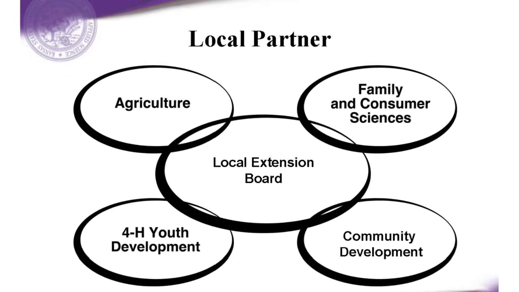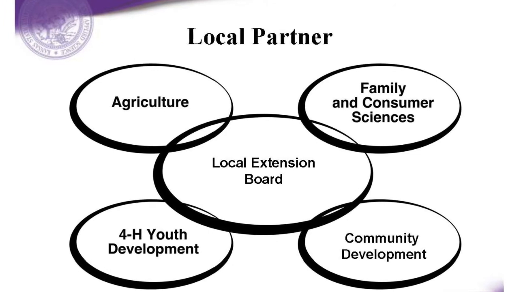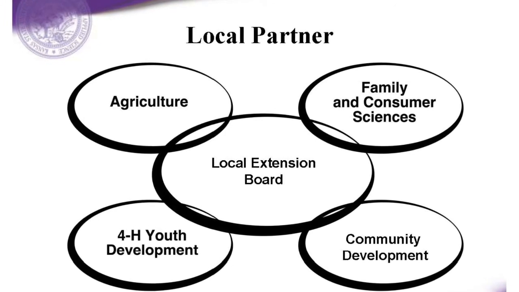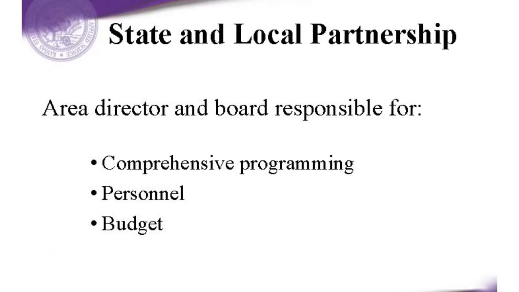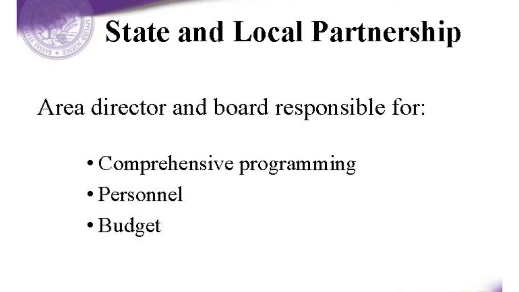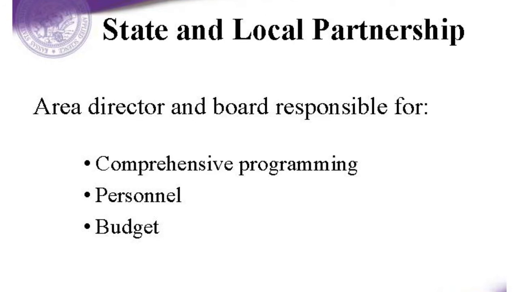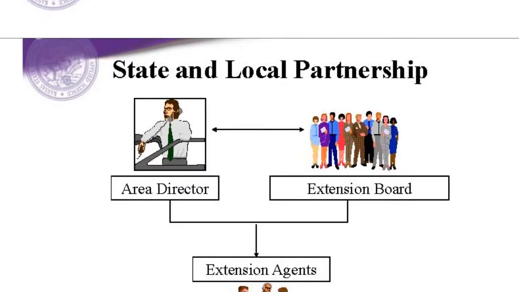In the county model, 9 PDC members serve on the local extension board. In the district model, 4 individuals from each county serve on the board. These groups meet regularly and transact the business of the local extension program. The local board, in partnership with the area director, is responsible for oversight of educational programming, supervising the professional extension agent staff, and developing the budget.